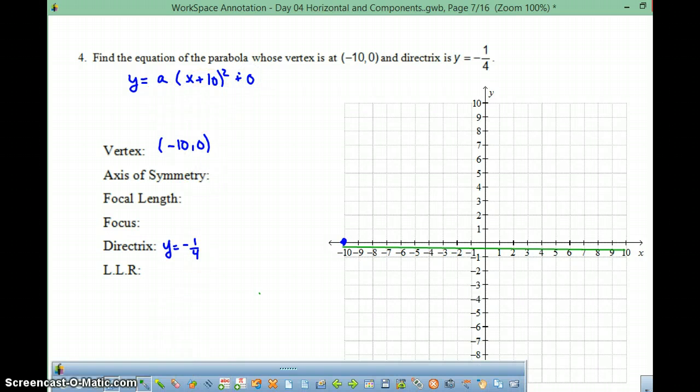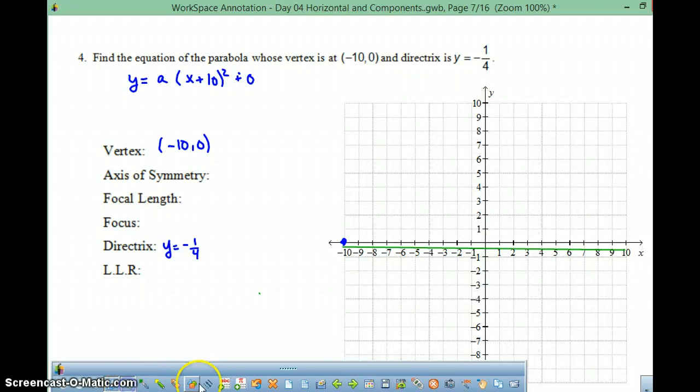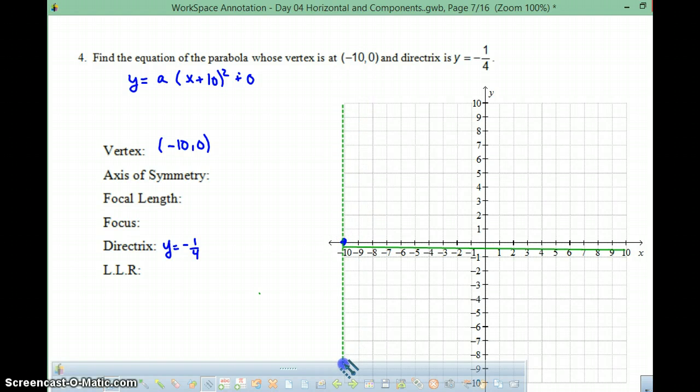Let's just keep going down the list here. Axis of symmetry. Oh, whoops, that was not what I wanted to do. Let's go back to here. Axis of symmetry is going to be a vertical line right through the vertex. And the equation for that will be, is it going to be x equals or y equals? X. All the points on this line have the same x value. X equals -10.